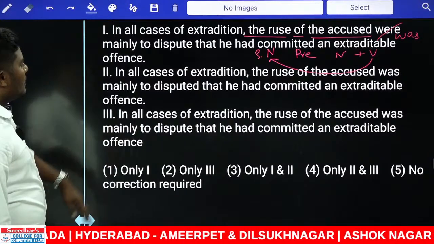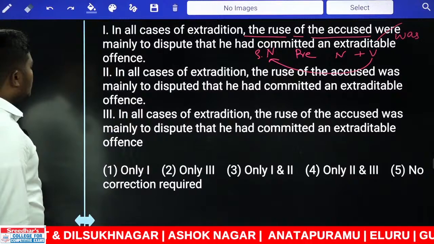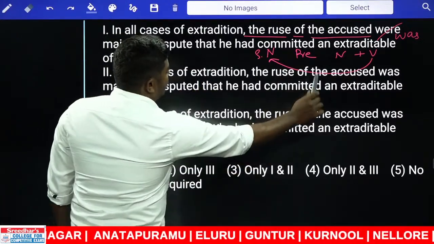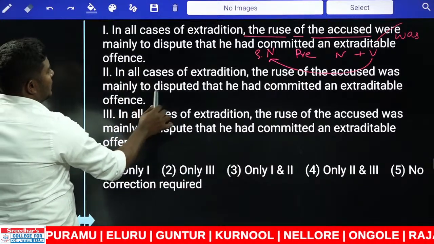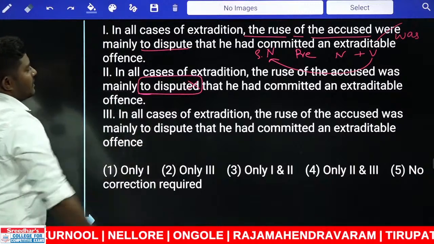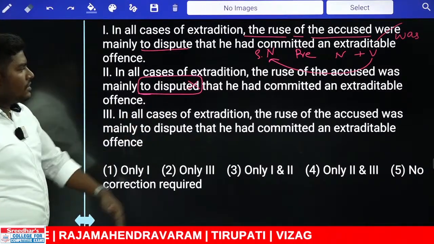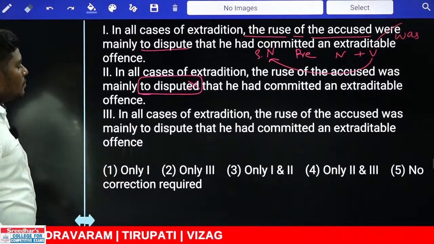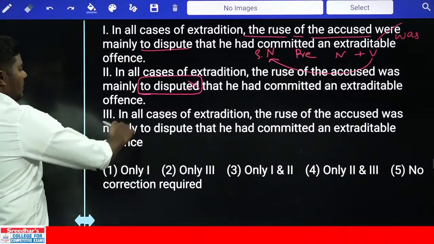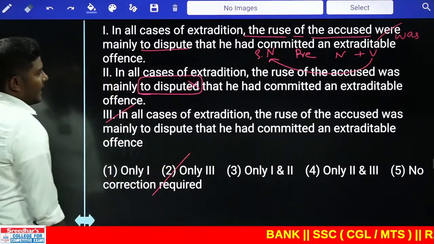Next, in all cases of, is it the same? You need to find out the sentences are the same, only there are little differences. We need to find out the correct one. In all cases of extradition, the ruse of the accused was mainly to disputed. Look at this. It's not to disputed. There should be to dispute, just like the first one. So the second one is also out. Look at the third one. In all cases of extradition, the ruse of the accused was mainly to dispute that he had committed an extraditable offense. So the third one is fine. Do we have only three? Yes, we have the second one.